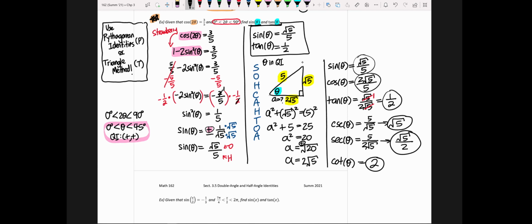Okay, so take a look at what we did here for a double star problem. They gave us the exact value of cosine at 2 theta. So since what was given was the trig function at 2 theta, we needed to use the double angle identity. And we chose strawberry because strawberry allows us to isolate sine of theta. Once we have sine of theta, we can use Pythagorean identity or triangle method, P or T, to find the other trig functions at theta.